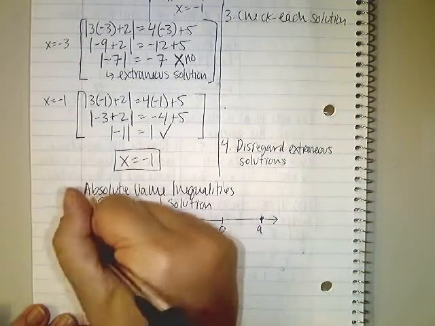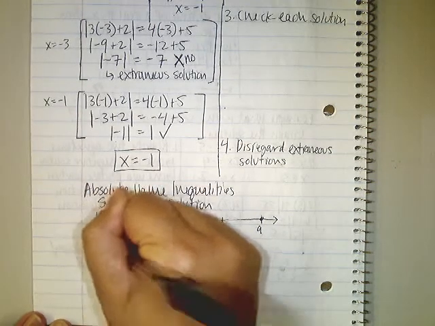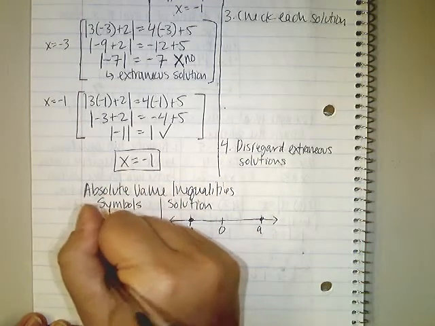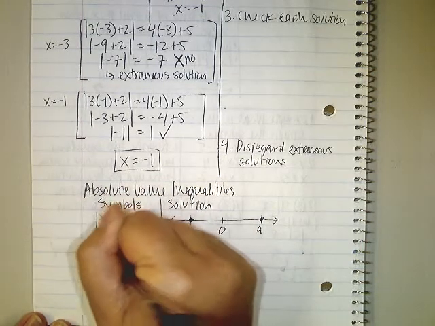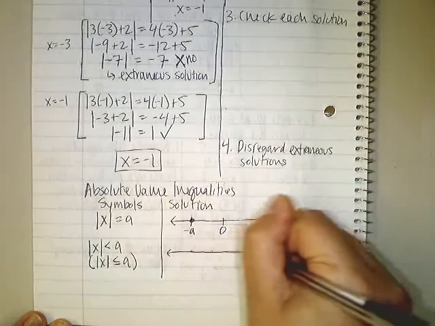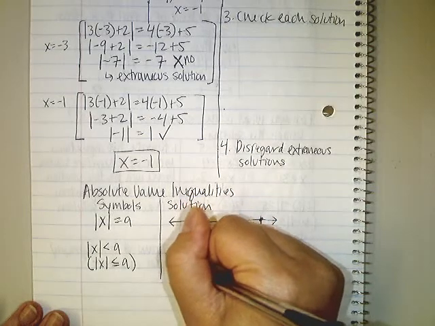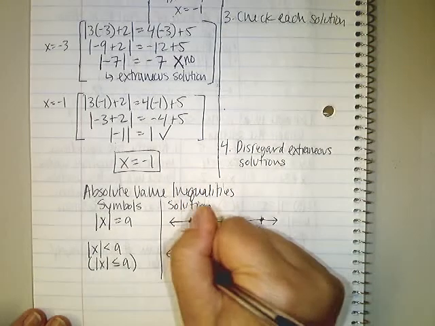However, if we have the absolute value of X is less than A, or the absolute value of X is less than or equal to A, your answers are going to be a bit tricky. I'll show you an example that demonstrates why these are a bit different in a minute.